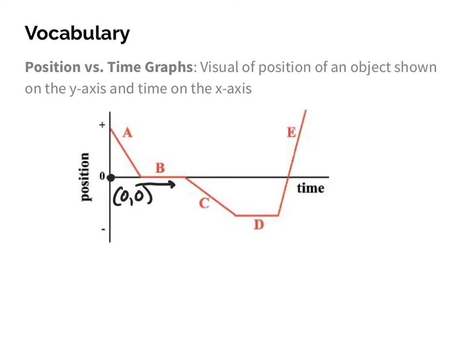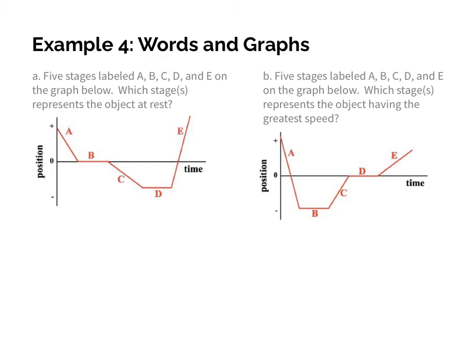Okay, so what we're going to talk about is being able to read these graphs of position versus time based on an object's motion. So our first example is we're going to try and figure out based on this graph what the object is doing. Okay, so I have 5 stages here labeled A through E. And I want to know which of these represent the object being at rest. So at rest is the key thing here. At rest means that the object is not moving.